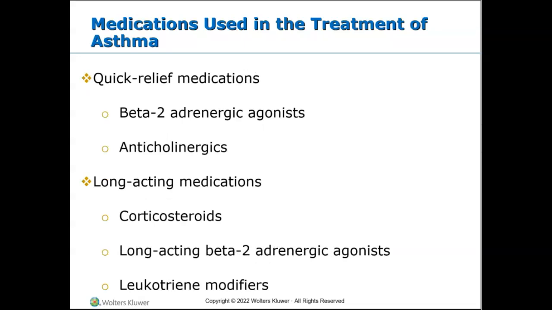So medications we're going to use to treat asthma attacks are going to be quick relief meds like the beta-2 adrenergic agonists and the anticholinergics. And then the medications we're going to use every day to keep exacerbations at bay are corticosteroids, long-acting beta-2 adrenergic agonists, and leukotriene modifiers, okay? We're going to talk more in depth about these in class.